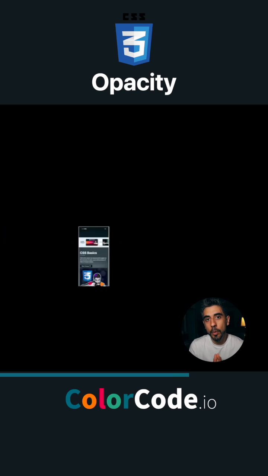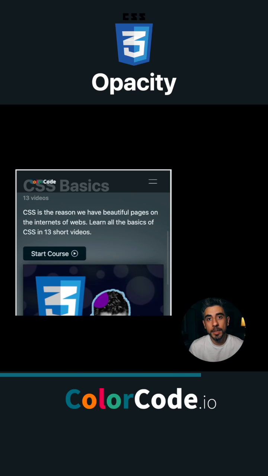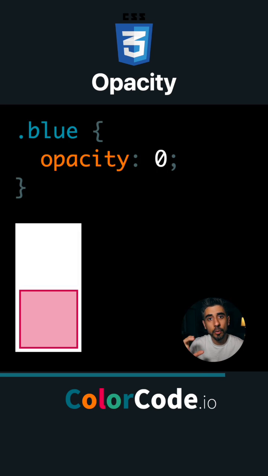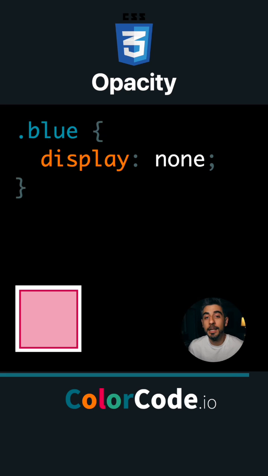Opacity is cool for things like see-through headers or backdrops, but one thing to remember is even if you set opacity to 0, the space is still reserved in the DOM for that element. If you want to completely remove it, you use display none.